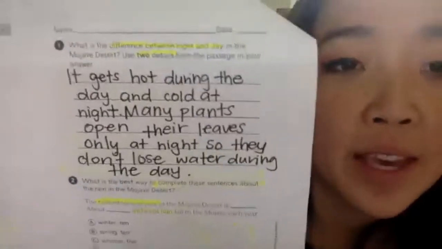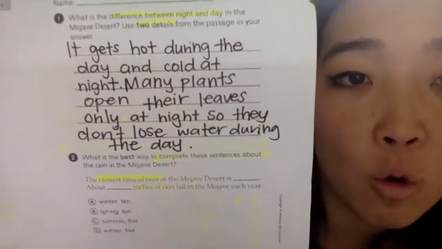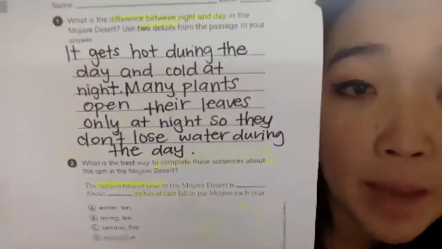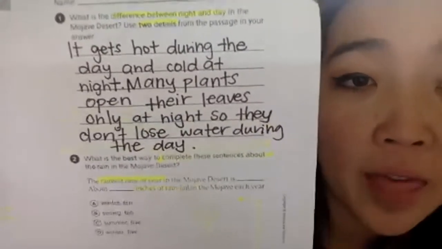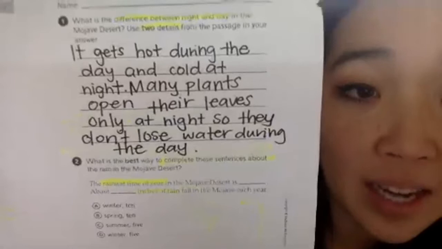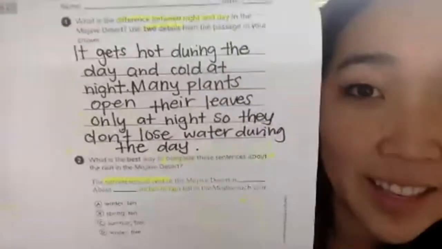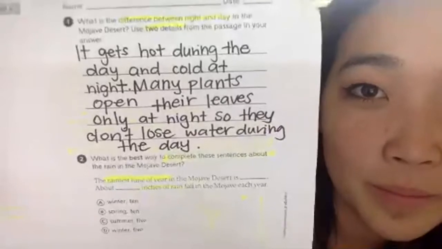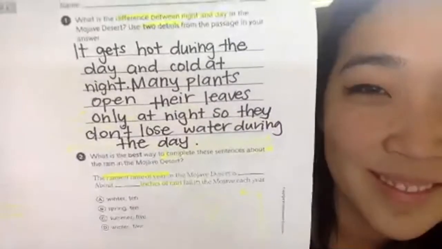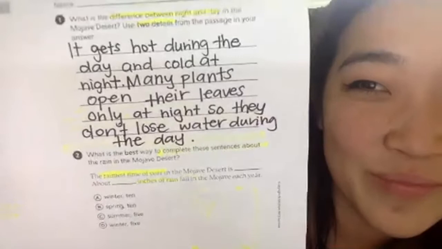So one more time, it gets hot during the day and cold at night. Many plants open their leaves only at night so they don't lose water during the day. You guys are awesome.